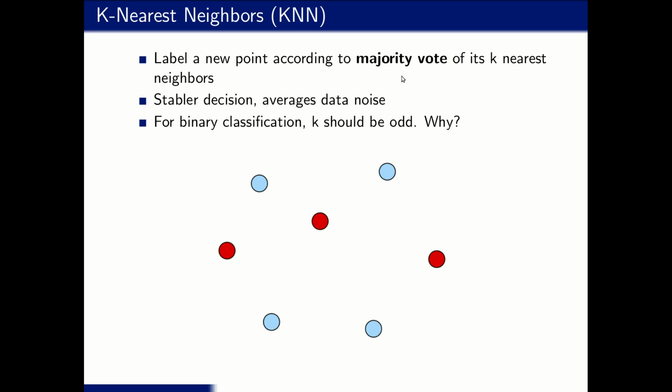If we have only 2 classes, so a binary classification problem, then the number of neighbors we consider should be an odd number. And here's the question: why is this a good idea for binary classification?